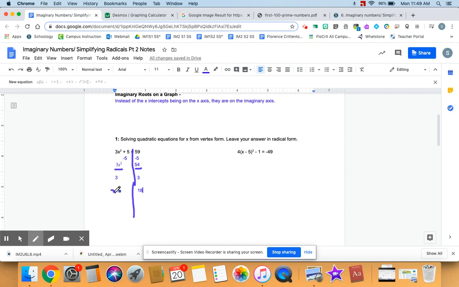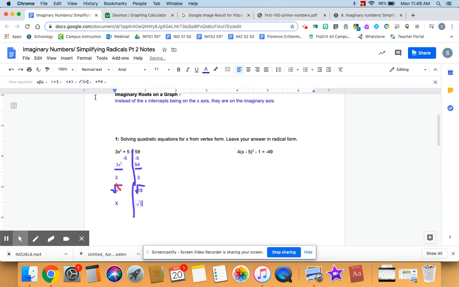So if I square root this side, square root this side, the square root and the squared cancel each other, because they're inverses, they undo each other. And so on this side, I'm just left with my x now, which is what I wanted. On this side, it says the square root of 18.